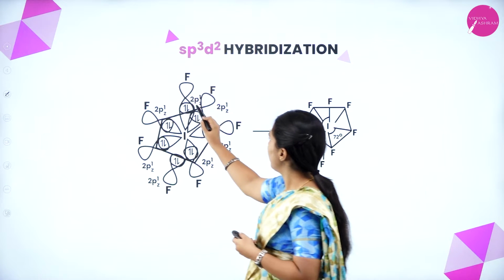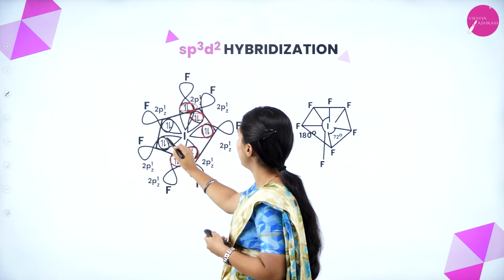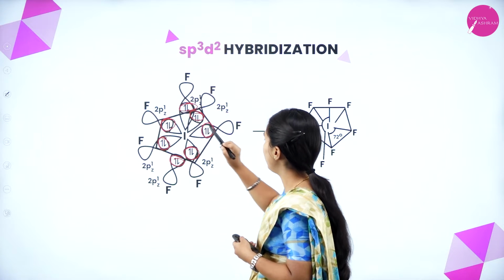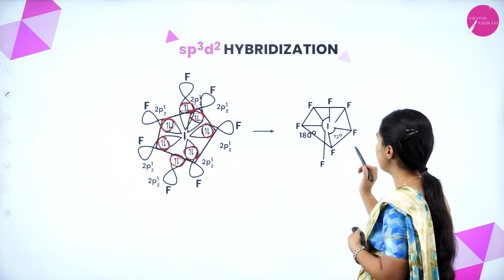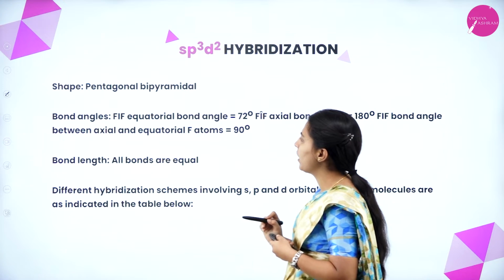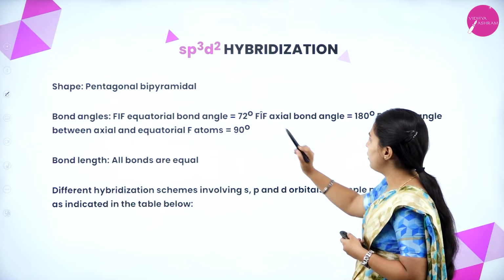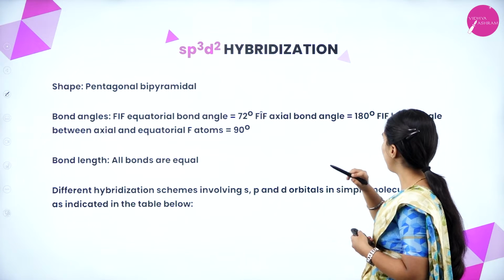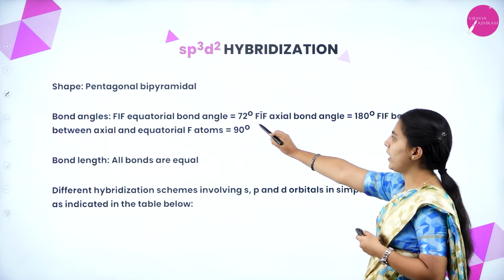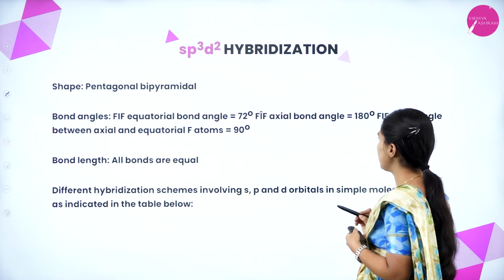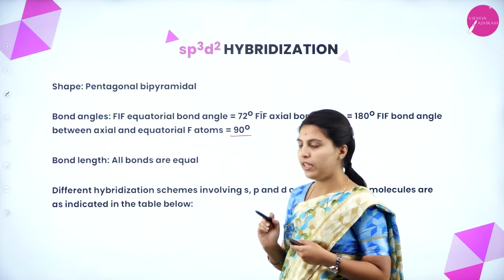What will happen, see here? S1, F1, F2, F3, F4, 5, 6 and 7. Overall IF7 will form. See all the F on one side 72 degrees, another side 180 degrees. Overall pentagonal bipyramidal will form. Bond angle is 72 degrees between fluorine and fluorine, that is the axial bond length, and on the other side the equatorial bond length. The equatorial bond angle is 72 degrees, the axial bond angle is 180 degrees, and overall axial and equatorial is 90 degrees. All bond lengths are equal.